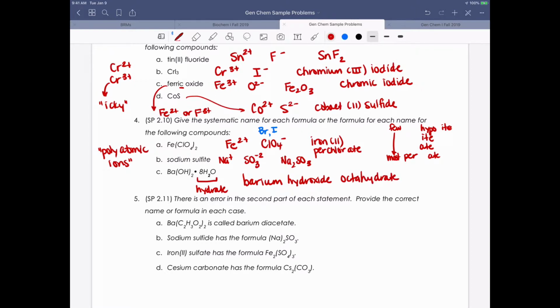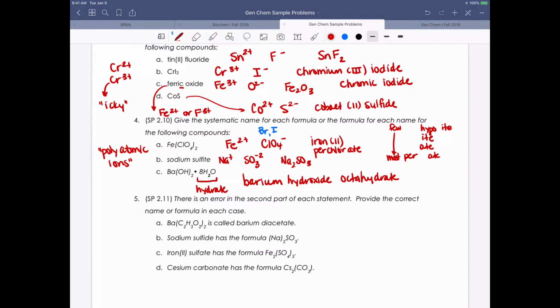So lots of complicated stuff with naming in this last sample problem. So practice lots of problems with polyatomic ions. Table 2.5 in your book has the common polyatomic ions. So again, making flashcards of those is going to be really helpful. Remembering that this halogen oxygen series comes as a whole bunch of different flavors.